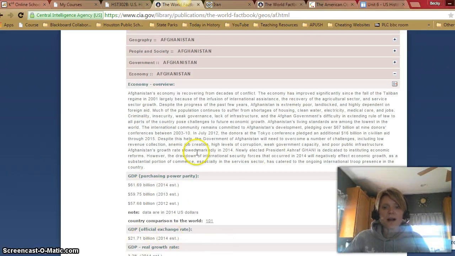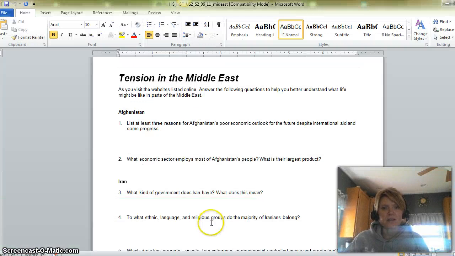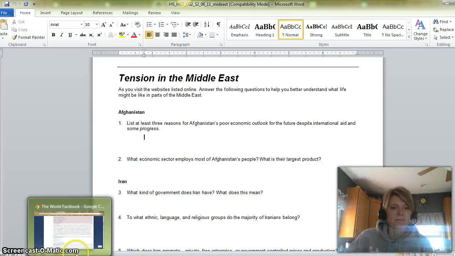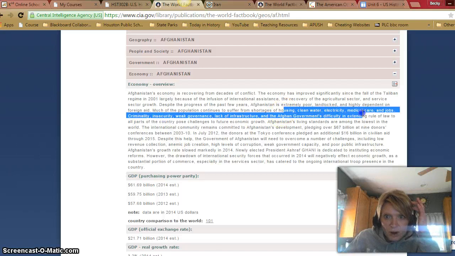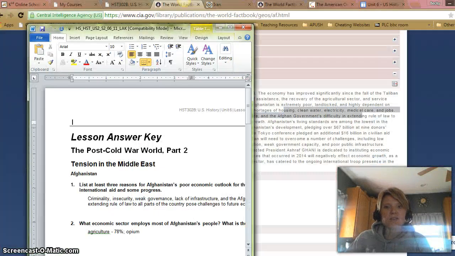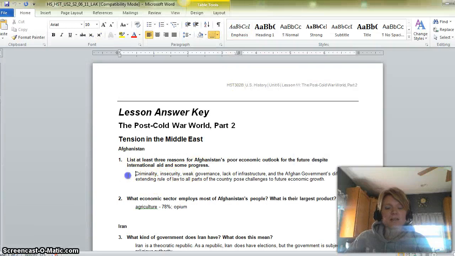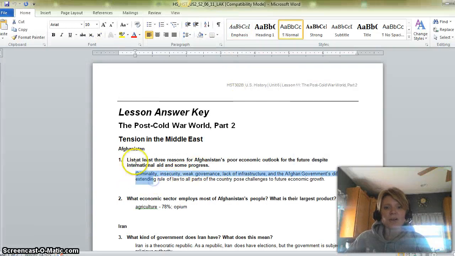Okay, so now if we go back to our questions, name at least 3 reasons. You could put down lack of infrastructure. What else was there? Shortage of housing, weak governance, lack of clean water, electricity, medical care, jobs, and so forth. All those would be applicable. And if you look at your lesson answer key, it'll say some of the same things: criminality, insecurity, weak governance, lack of infrastructure, and so on.